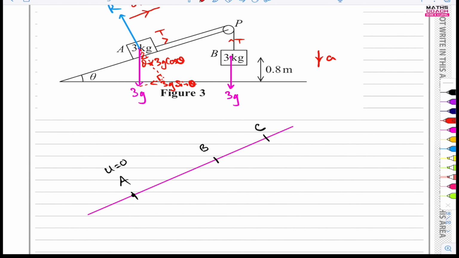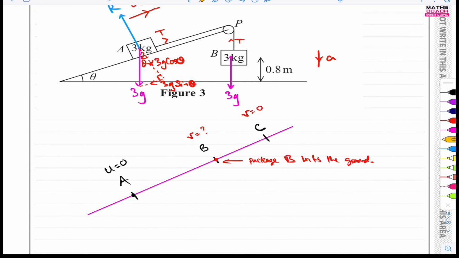So at C, we know that V equals 0. At C is our package A, which starts at rest, but at point B, there's a velocity we need to work out. So at point B is where package B hits the ground.